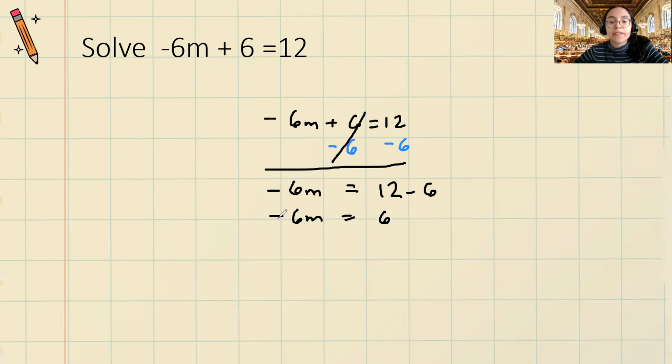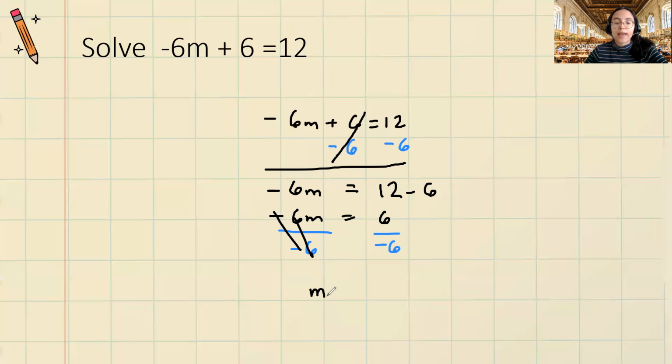Now I have -6m is equal to 6. So I have that -6 being multiplied to this m. So in order to get rid of it, I do need to divide by -6 to both sides. Okay, and that will cause these -6 to cancel.